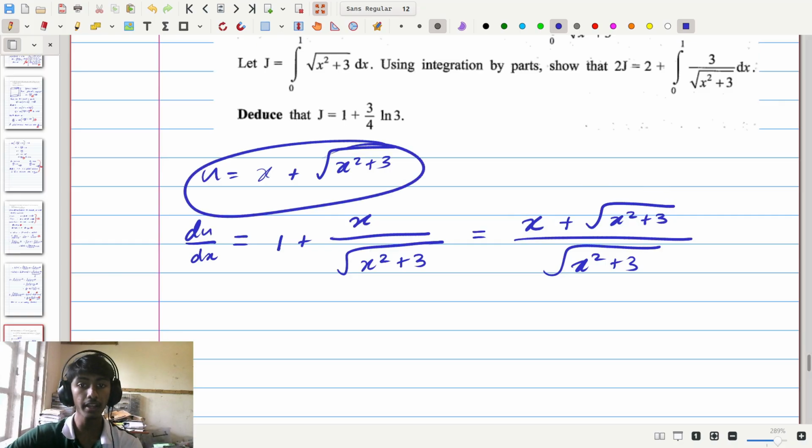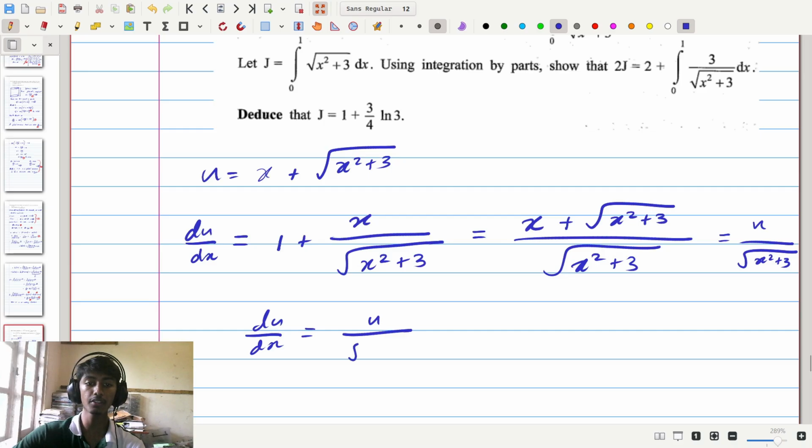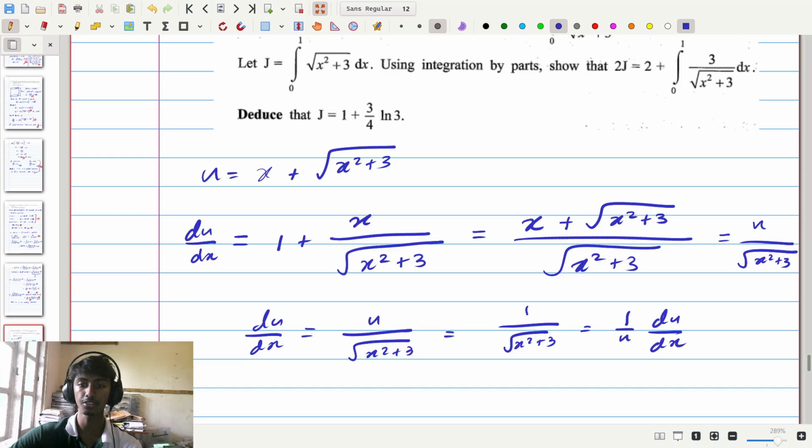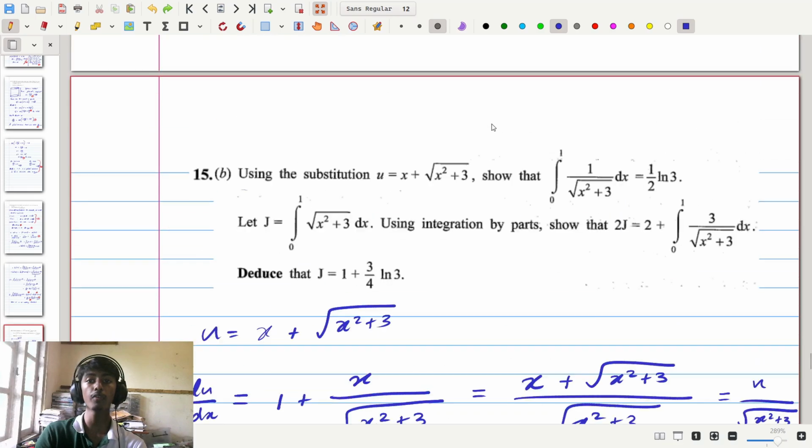So therefore, as a final term, we can write this as being equal to u divided by the square root of x squared plus 3. So according to this, du by dx is equal to u divided by the square root of x squared plus 3, and therefore 1 divided by the square root of x squared plus 3 is equal to 1 over u du by dx. And this is going to be extremely useful because we can use this in order to get rid of this 1 over square root of x squared plus 3 that we have in this integral.